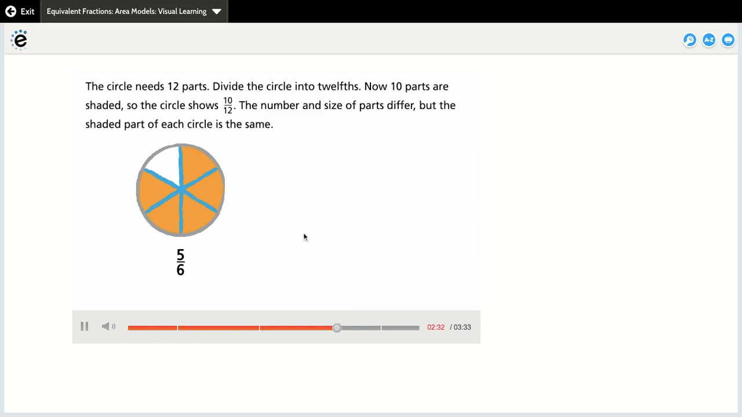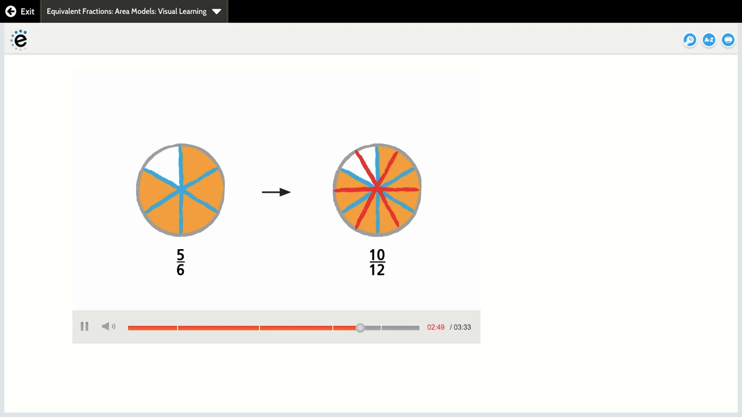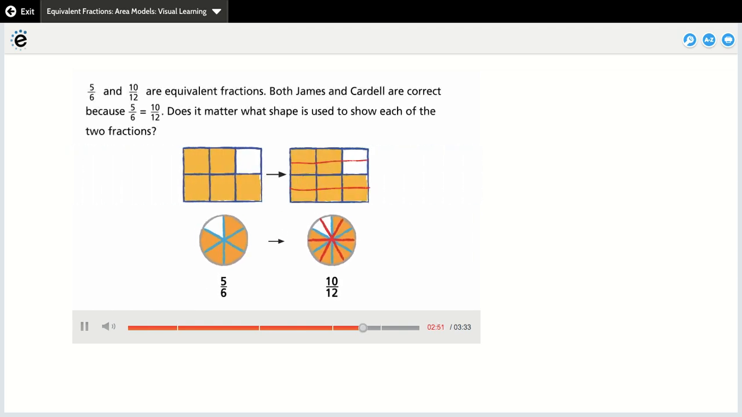The circle needs 12 parts. Divide the circle into twelfths. Now 10 parts are shaded, so the circle shows 10/12. The number and size of parts differ, but the shaded part of each circle is the same. 5/6 and 10/12 are equivalent fractions. Both James and Cardell are correct because 5/6 equals 10/12.